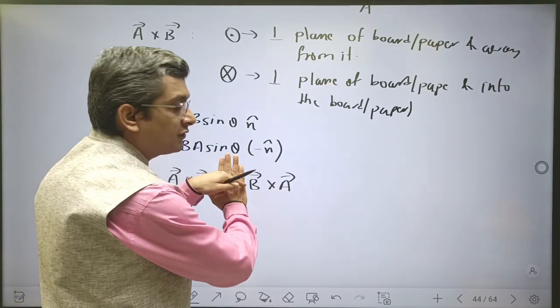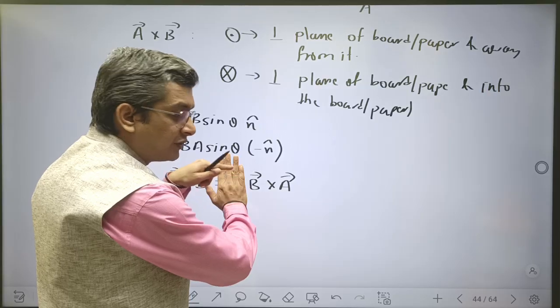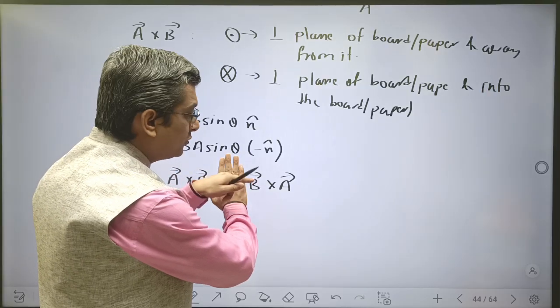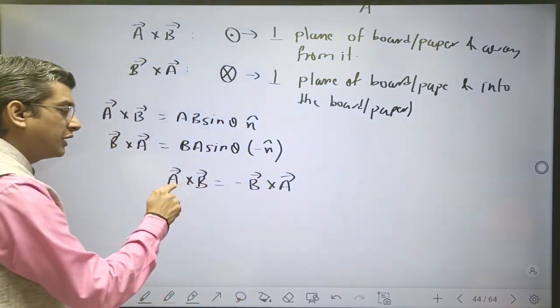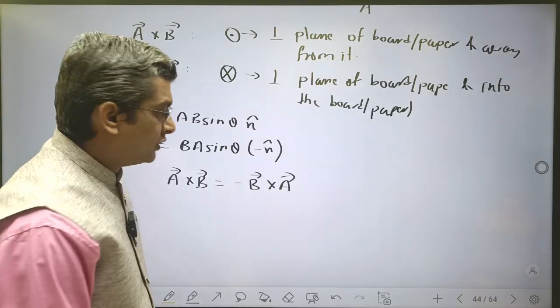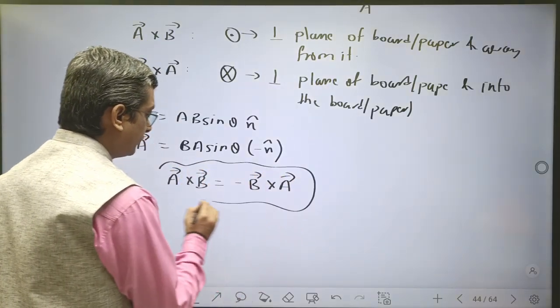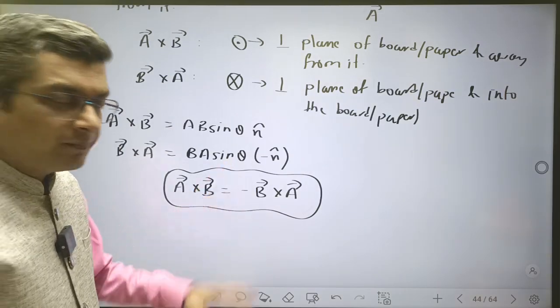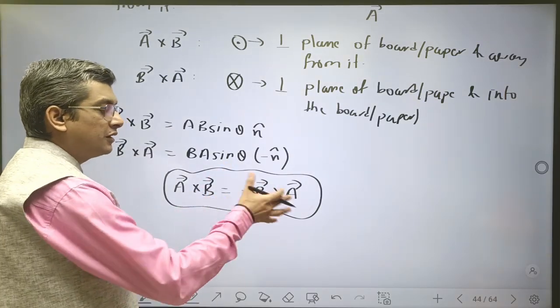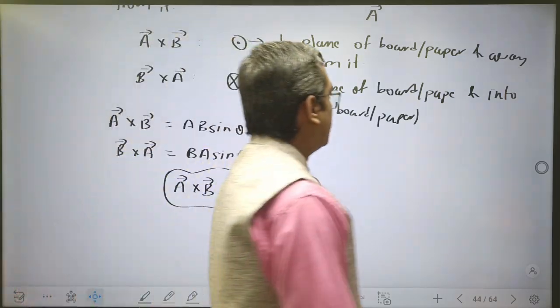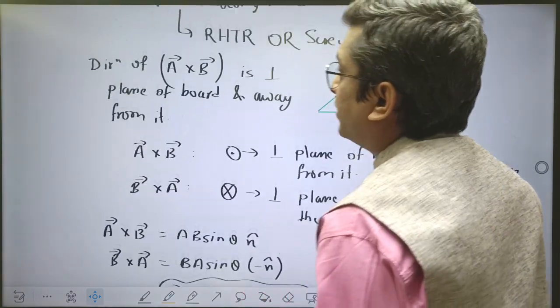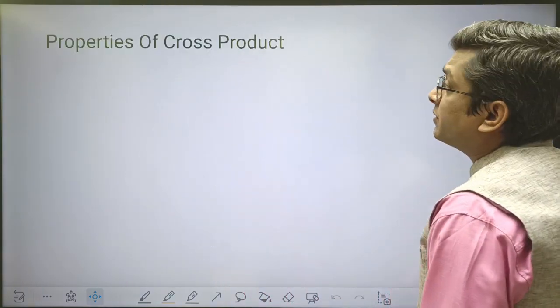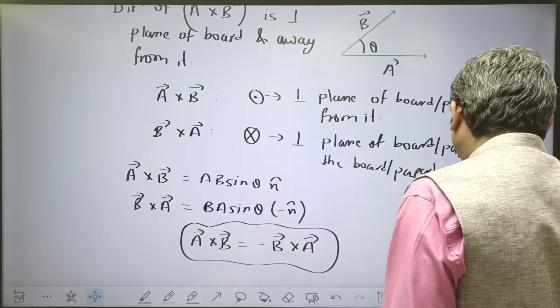Since B cross A has the same magnitude as A cross B, but its direction is opposite. So if I put minus here, what happens? Its direction will be opposite to B cross A, and that gives the direction of A cross B, isn't it? So this is a very important expression. If you put minus here, then both become the same. Magnitude-wise they are still equal, and if you put the minus sign here, then their direction will also become the same. So this is the fundamental. Now, how can you find A cross B?